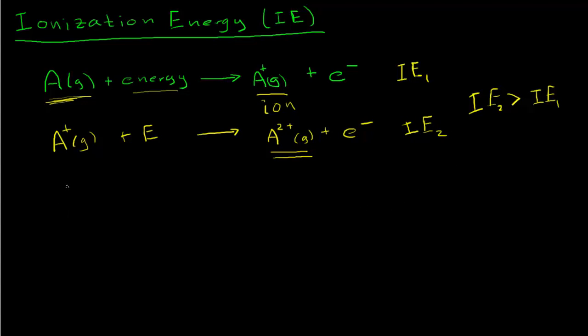Let's look at an example. Let's look at helium. So helium here in the gas phase, we're going to add some energy. We're going to make an ion. So what ion are we going to make? Well, we're going to make helium plus. Now helium only has 2 electrons, so we've removed one of the 2 electrons. And so it's going to take a certain amount of energy to do that, and we can measure what that energy is. Let's look at this in a little bit of a diagram.